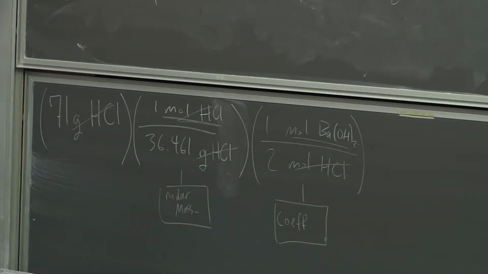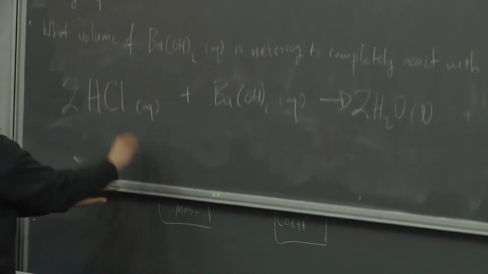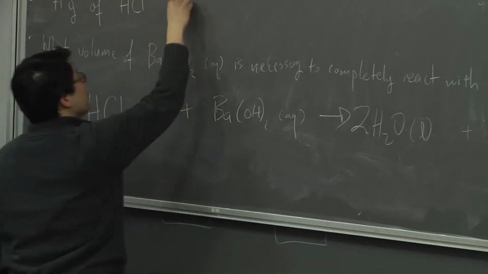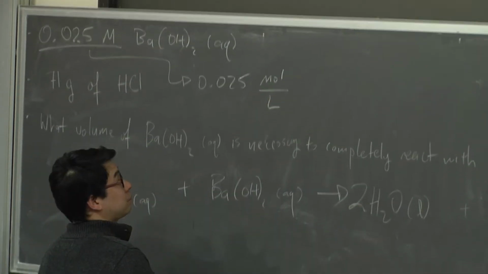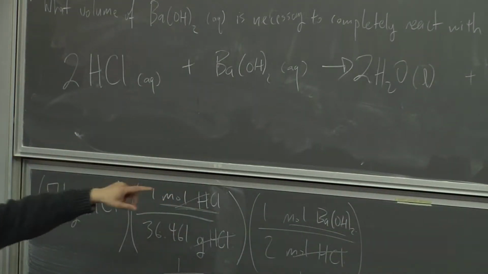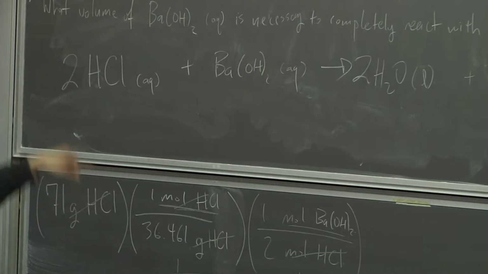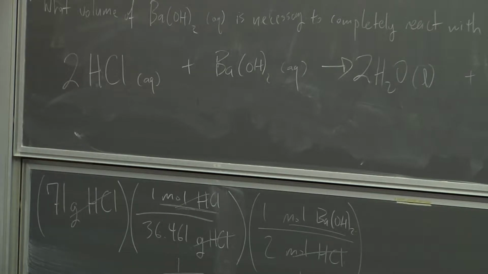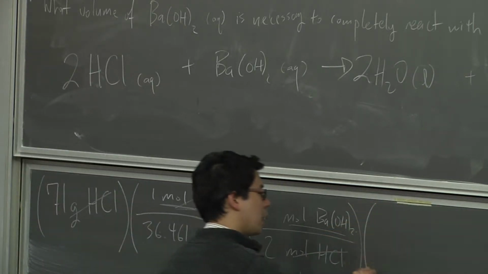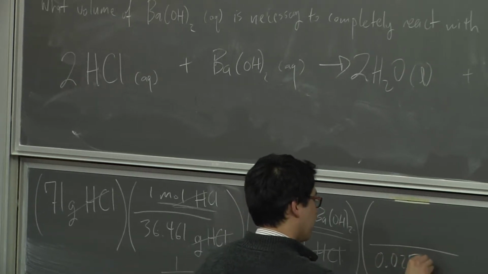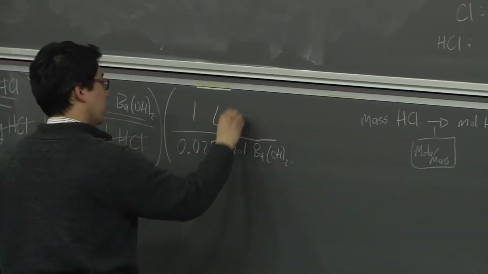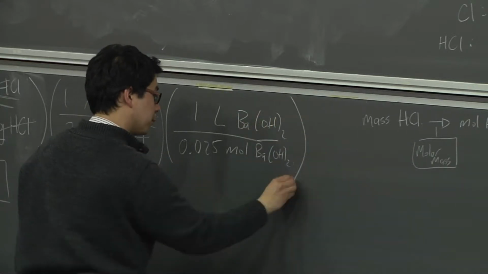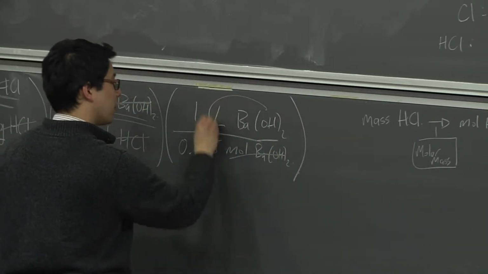Once we get moles of BaOH2, what do we want to do? We want to convert that to volume. And so this, remember what I said big M means. Big M means moles per liter. How can I get liters, volume, out of this? 0.025 on the bottom, because that's 0.025 moles of BaOH2 per 1 liter of BaOH2. The moles and the moles cancel, and now what do I have? Liters.